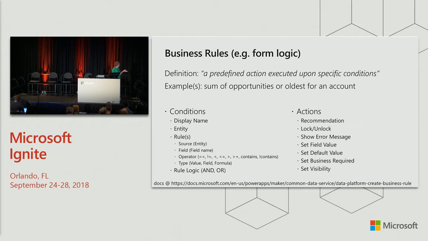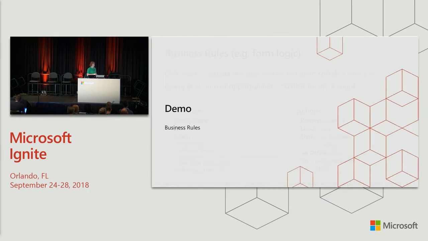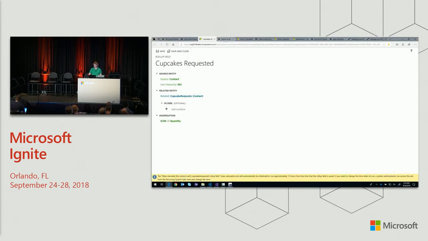And so what you're able to do is define a set of conditions that target a particular entity and set of rules with Boolean logic around how to combine different rules, and a set of actions to take when those particular conditions are met. This could be make a recommendation. This could be lock or unlock a field. It could be set a field value, set a default value, make something required, hide something by changing its visibility. And so let's take a look at how I defined this business rule for our simple cupcake application.